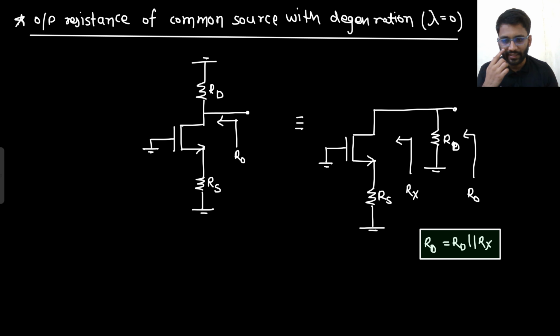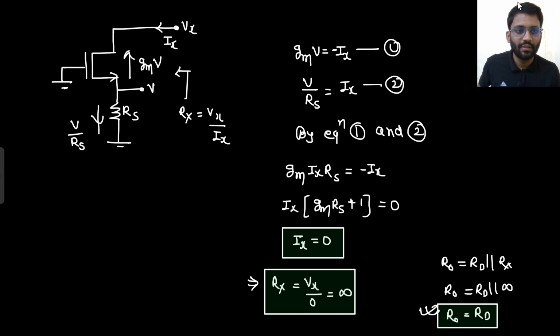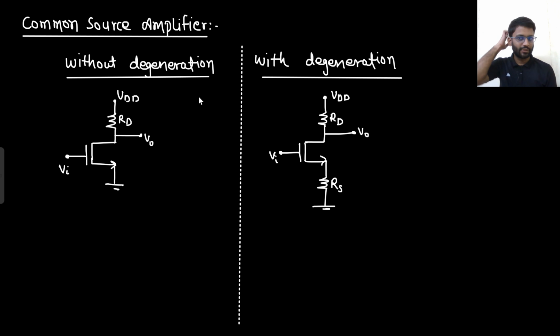Let me put the charger. Then we will write down the conclusion of everything that we have studied. Common source amplifier versus common source amplifier with degeneration. So now, we will write down the conclusion. Yeah. So this was common source amplifier without degeneration and this is with degeneration.